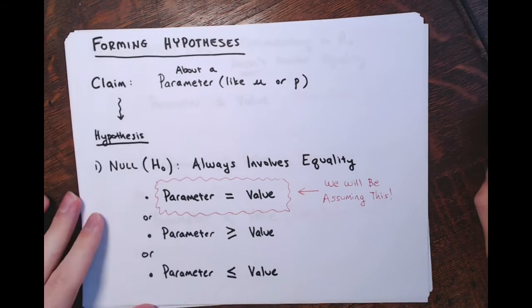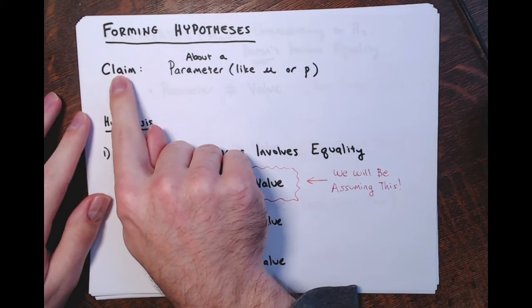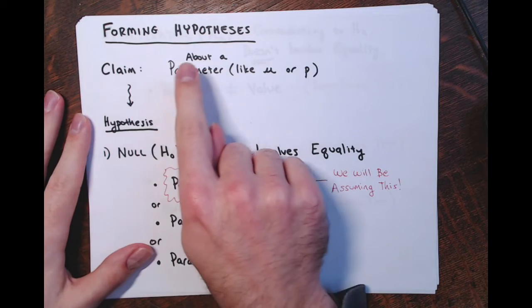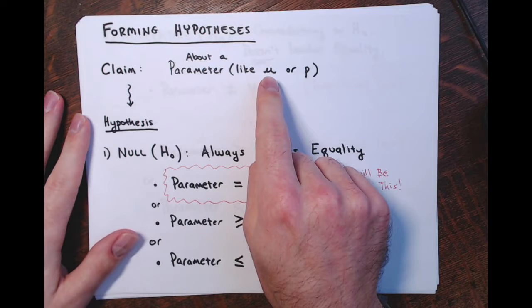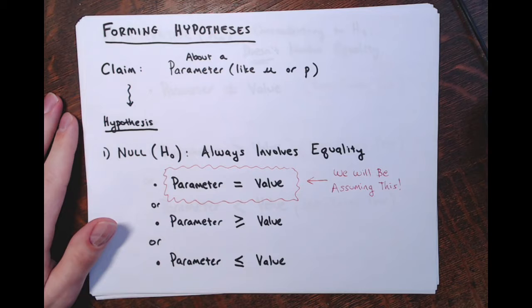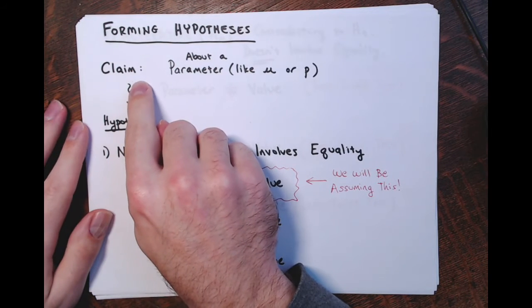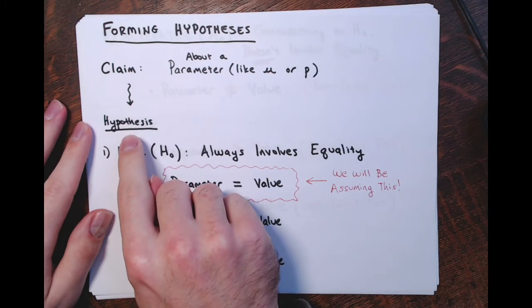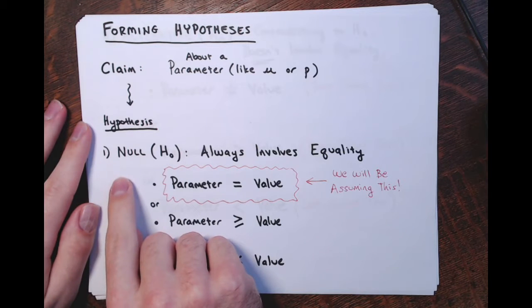All right, so you're forming hypotheses. So again, first some sort of claim is made about a parameter, like mu or p, right? The population mean or the population proportion or something else. I mean, we'll see hypothesis tests later on down the road that are about other things besides means and proportions. All right, and then from this claim we form hypotheses.